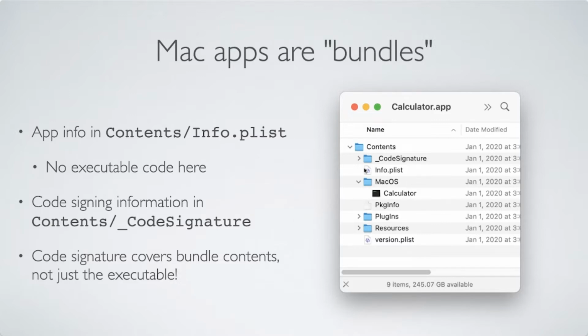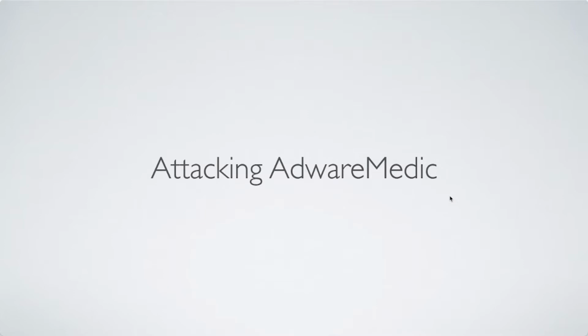There's some basic app info in the Info.plist, no executable code. The code signature folder has some information about the code signing for the app. And the reason that I point this out is this code signature actually covers lots of different things, not just the executable in the MacOS folder. And that'll be important later on in the presentation. So let's get started with an example first.